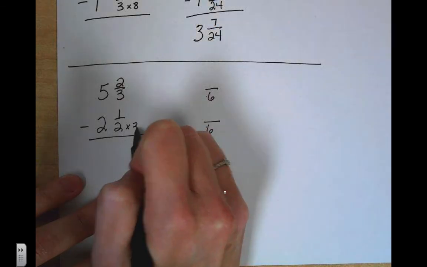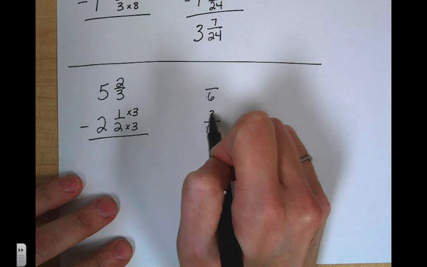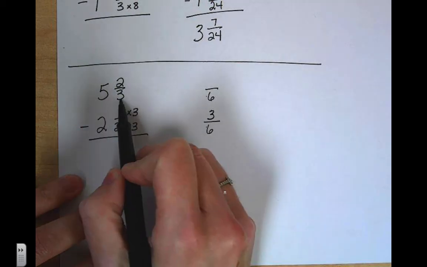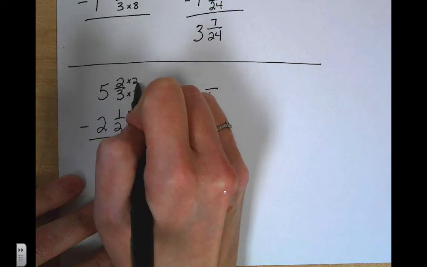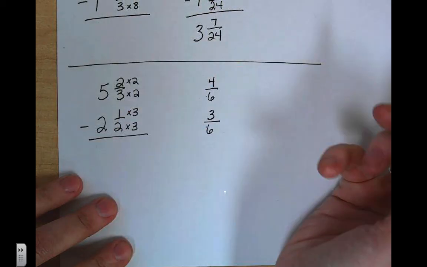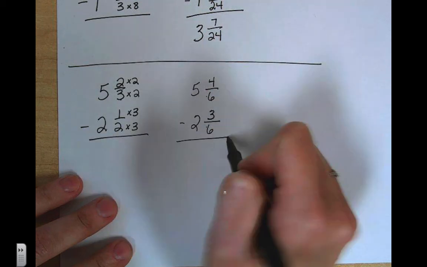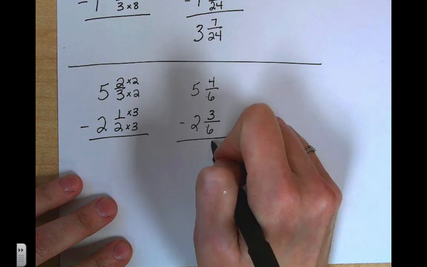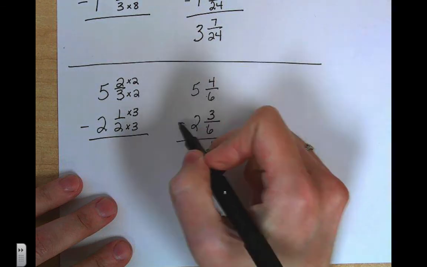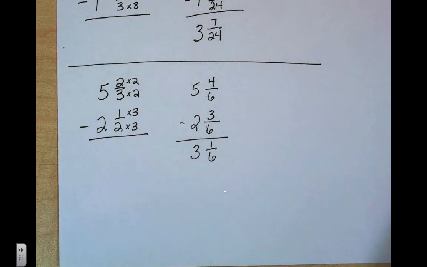I took 2 times 3 to get to 6, so I'm going to take 1 times 3, and I end up with 3. And I took 3 times 2 to get to 6, so I'm going to take 2 times 2, and I end up with 4. And just like the others, the whole number stays. So now I can look at my fractions. 4/6 minus 3/6 gives me 1/6, and 5 minus 2 is 3. And my final answer there is 3 and 1/6.